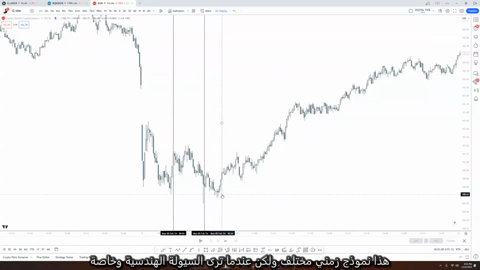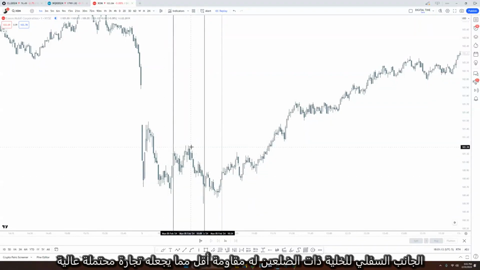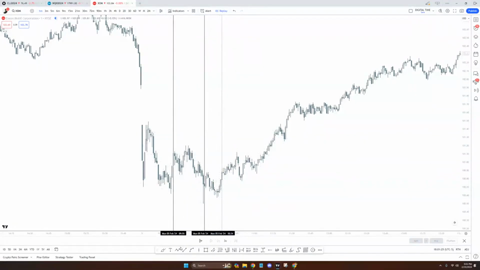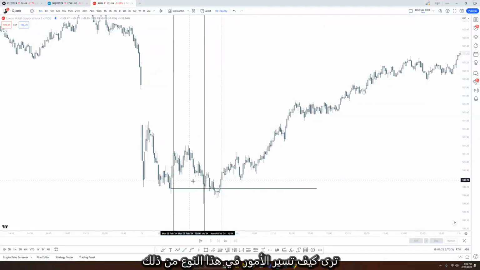This is a different time model, but when you see engineered liquidity, and especially buy side or sell side, low resistance, it makes it a high probable trade, low risk to go long or short based off that liquidity formed in Judas. And we are still to pay attention to the 953 opening price, just down there. You see how it goes into discount of that.